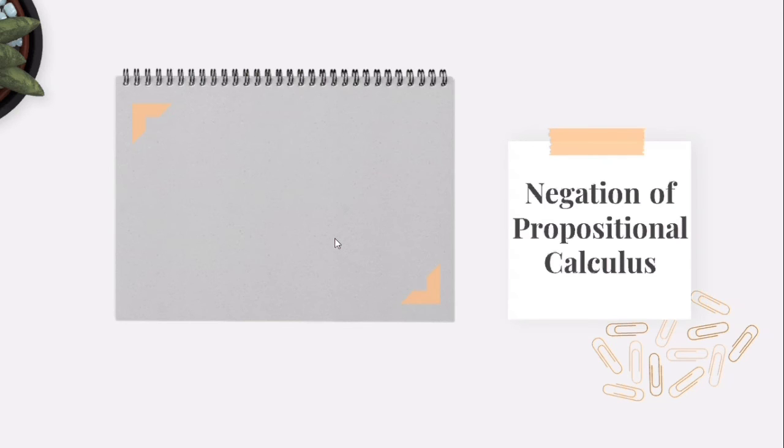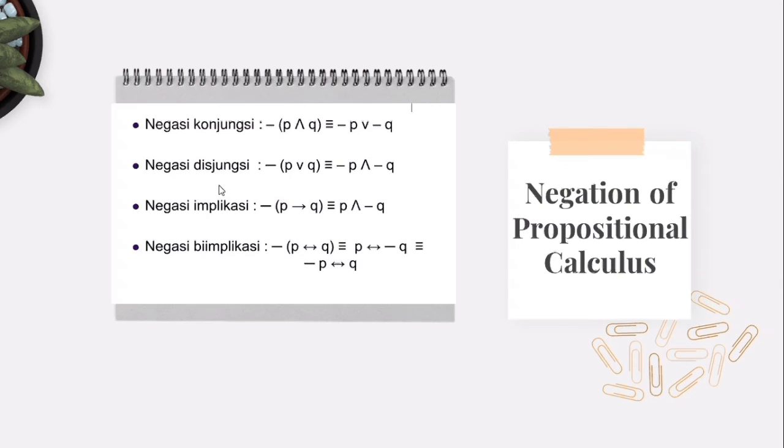Negation of propositional calculus. First, we have the negation of conjunction like this. Second, the negation of disjunction like this. Third, the negation of implication like this. Last one, we have the negation of biimplication like this.